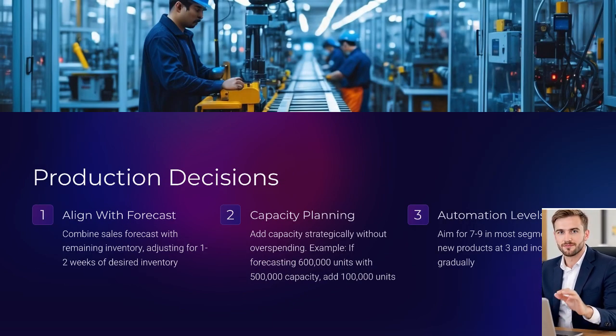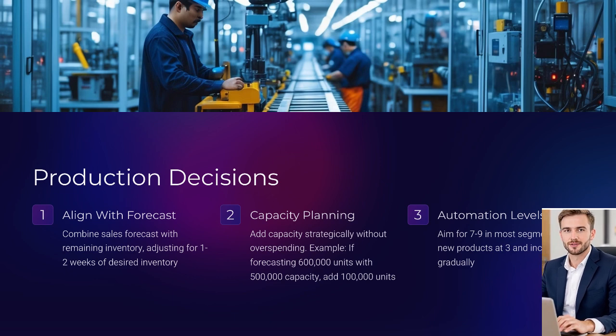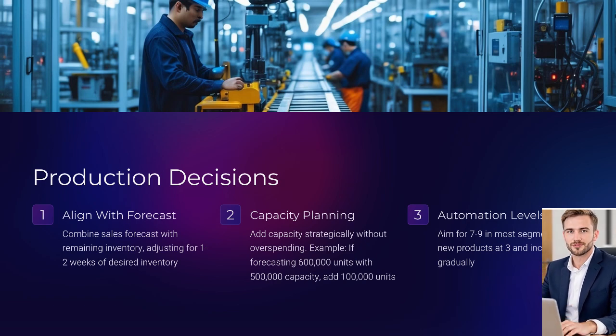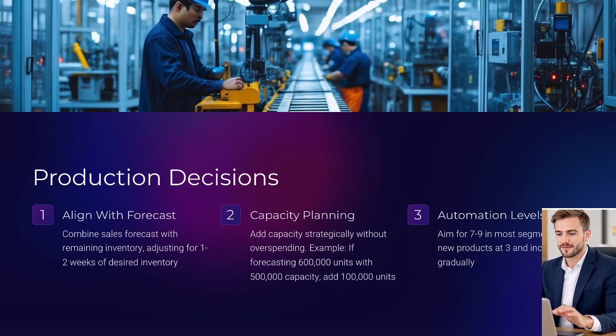Adjust for desired inventory levels, usually no more than 1 to 2 weeks of sales. Increase capacity if needed. Add capacity strategically, don't overspend. Set automation levels, aim for 7 to 9 for most segments. For new products, start at 3. Increase gradually in future rounds.